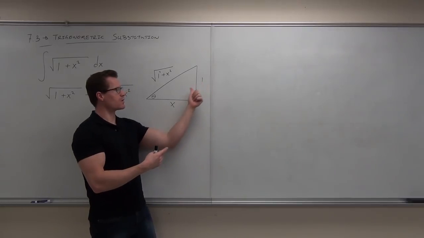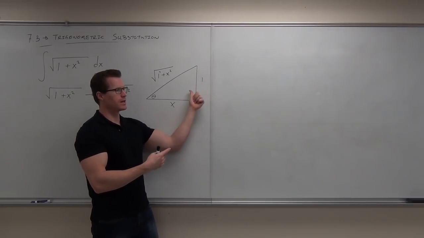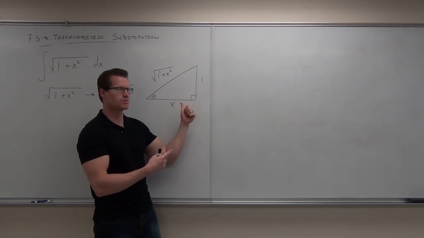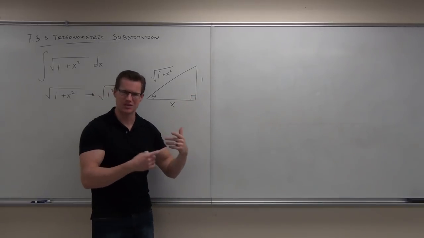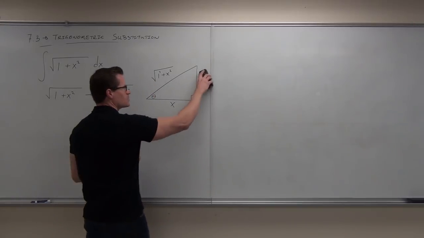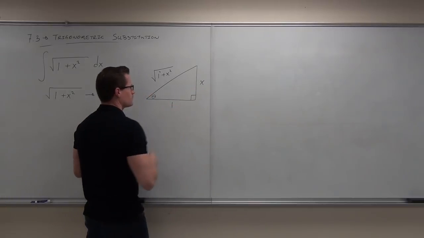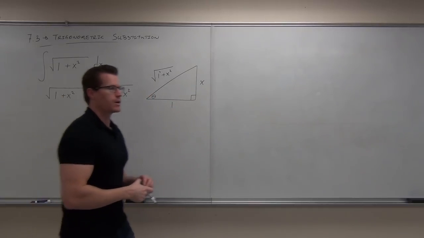If I do this, 1 over x, well, then I'm not really going to get something nice. I'm going to get cotangent. That does have an identity, but we try to stick with easier identities. So I'm not going to do 1 over x. I'm going to do x over 1. X over 1.